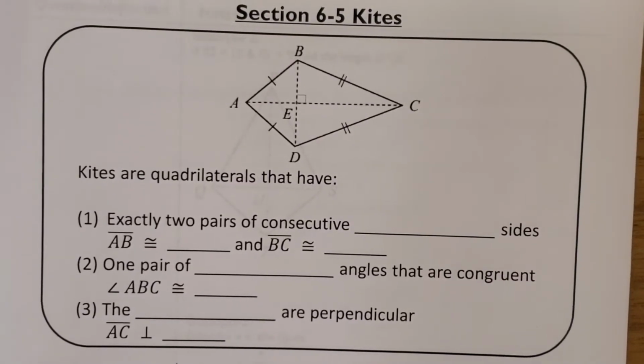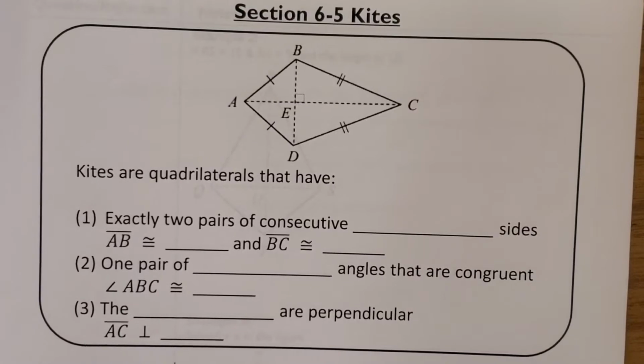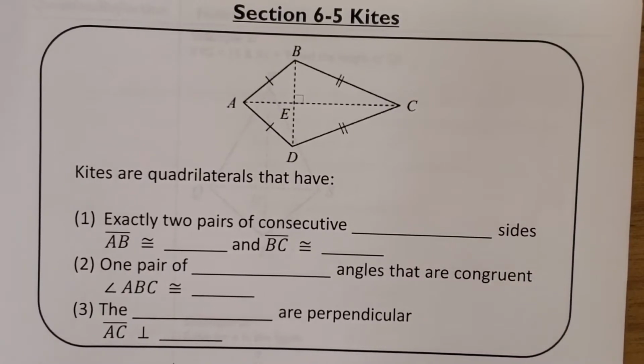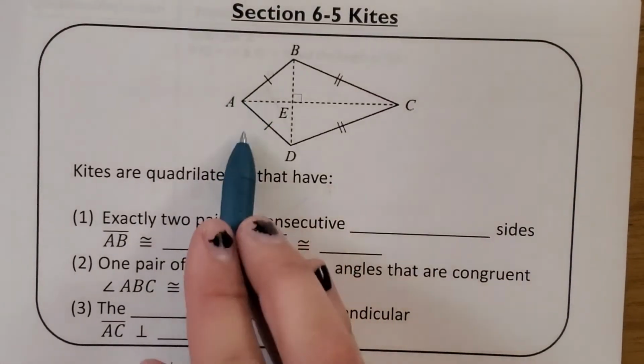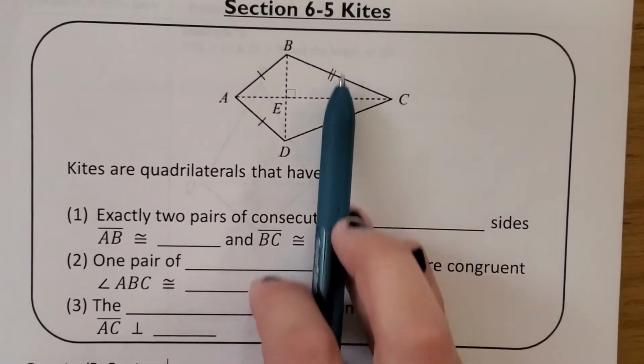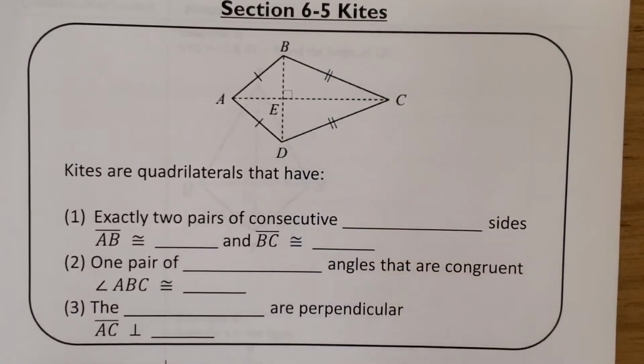Today we are talking about kites. Kites are an interesting quadrilateral. What ends up happening in a kite is you've got these consecutive sides that are going to be congruent to each other. So you can take a look here and you can see that up here I have AB and AD. Those two things are congruent to each other. Whereas on this other side I got BC and DC, which are congruent to each other.